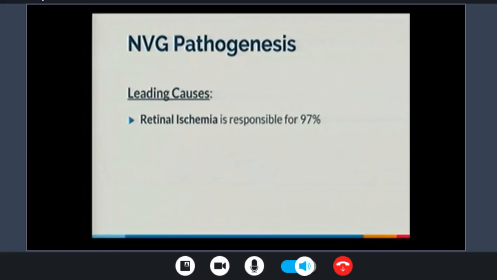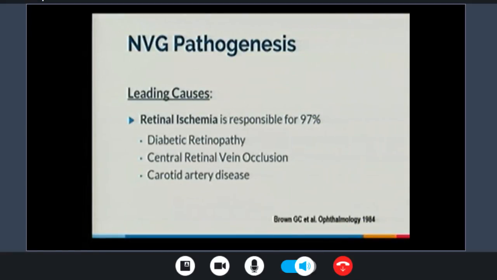And retinal ischemia is due to, for example, the common causes. The three major causes, or the most common causes, the first two being diabetic retinopathy and ischemic vein occlusion. These probably represent more than two thirds of cases of retinal ischemia that can lead to neovascular glaucoma. Yes, carotid artery disease or occlusion is another cause, but again, it has a unique presentation.